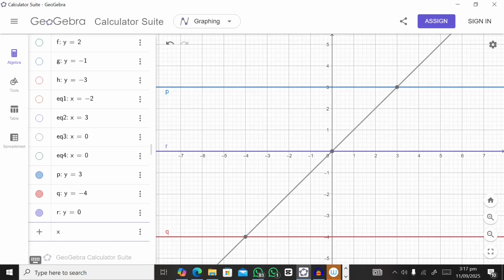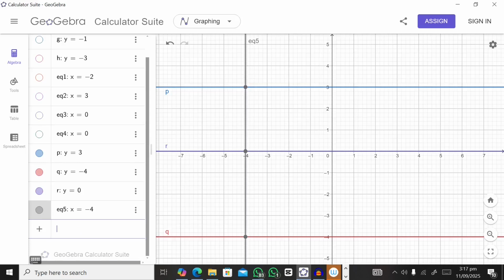Let's say x equals -4. Where do you think x equals -4 is going to be? Did you say right here? If you did, congratulations. And let's do one last one. x equals 3. Where do you think x equals 3 is going to be? Did you say right here? If you did, also congratulations.